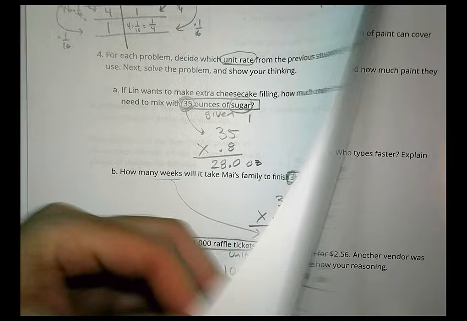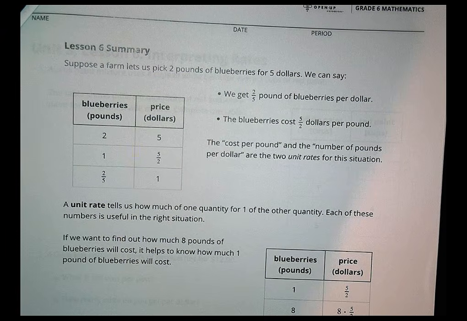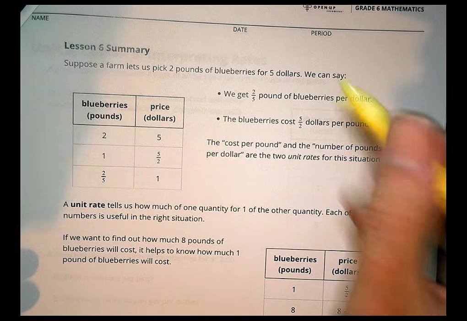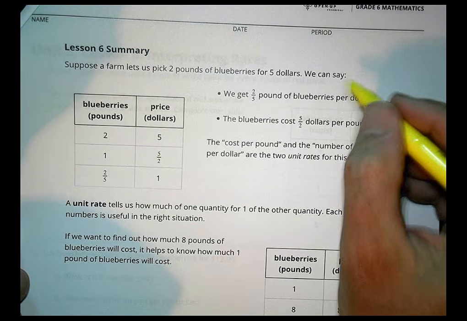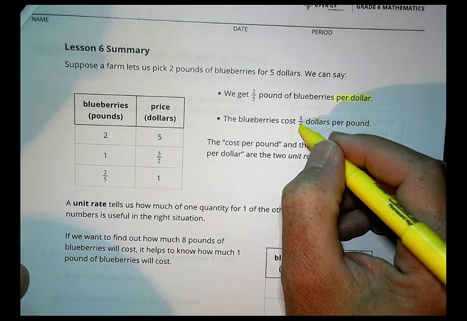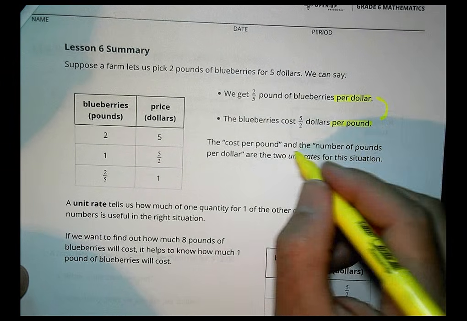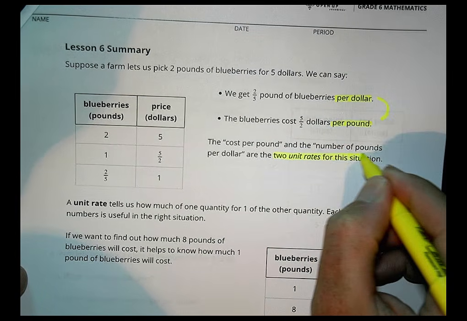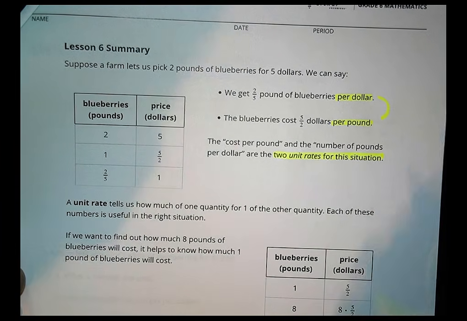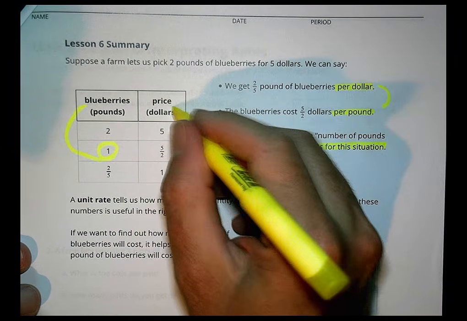Let's take a look at your summary real quick. When we look at the summary, what we see is that suppose a farm lets you pick 2 pounds of blueberries for $5. We could say we could get 2/5 of a pound of blueberries. We could get it per dollar. We can also say blueberries cost $5/2 per pound. There are 2 ways of looking at this because there are 2 unit rates for the situation. And that's what we're talking about today. There's a unit rate for the blueberries of 1 and the dollars for 1 as well.